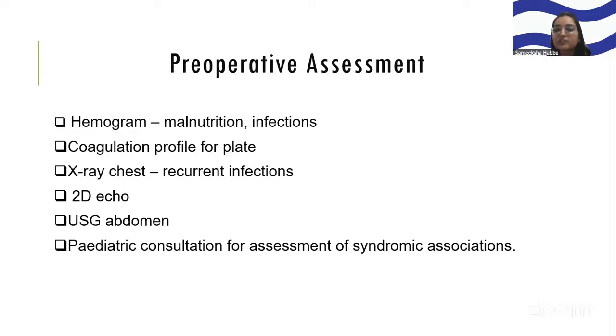And I would like to have a coagulation profile done for this child, as it is posted for cleft palate and has an increased risk of bleeding. We have discussed that the baby has recurrent regurgitation and microaspirations leading to lower respiratory tract infections repeatedly, and might have a pneumonia history. So I would like to have a chest X-ray to see for any post-infective changes, and a 2D echo to be done to see for any congenital cardiac anomalies associated with syndromic associations. And then USG abdomen to look for renal anomalies like renal agenesis or ureteric duplication. And I would like to have a pediatric consultation done to rule out any syndromic associations in the baby.